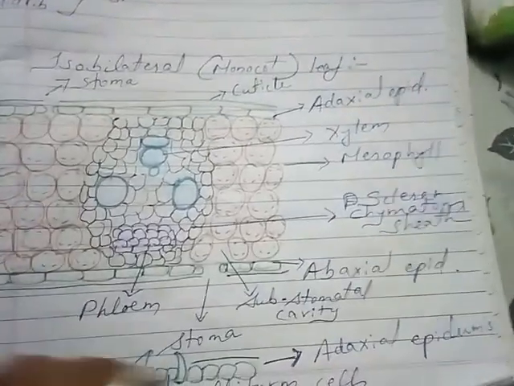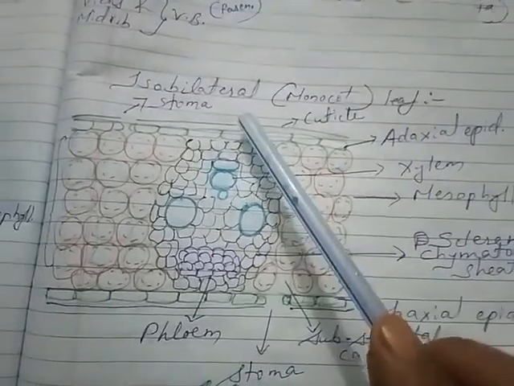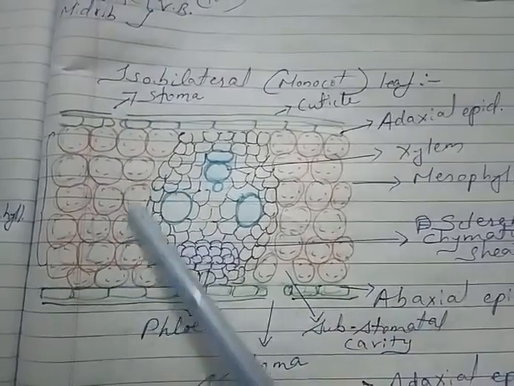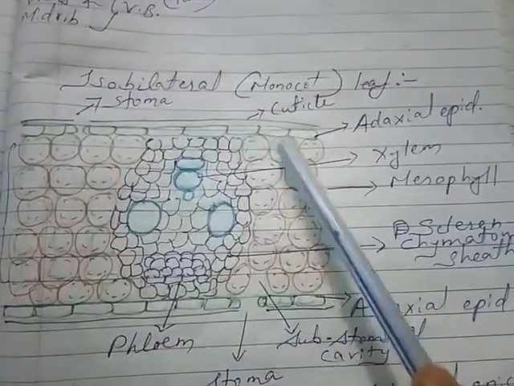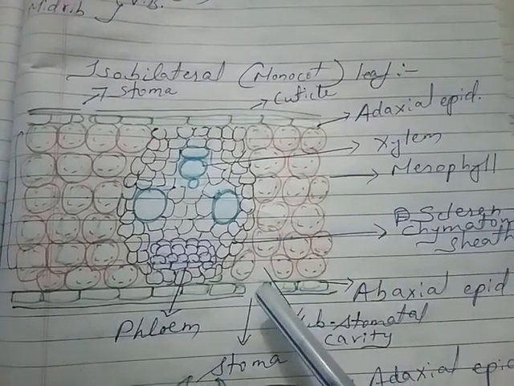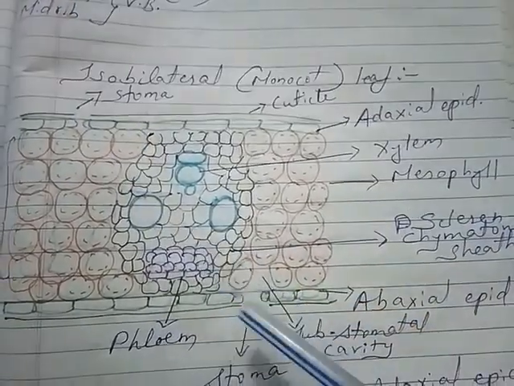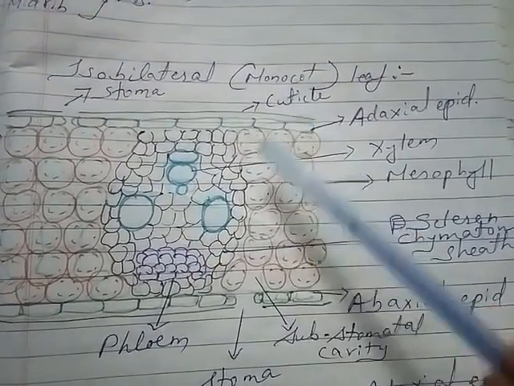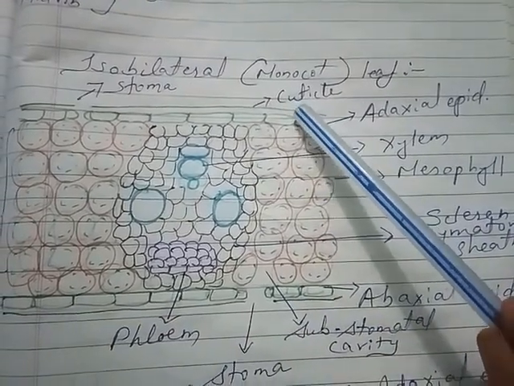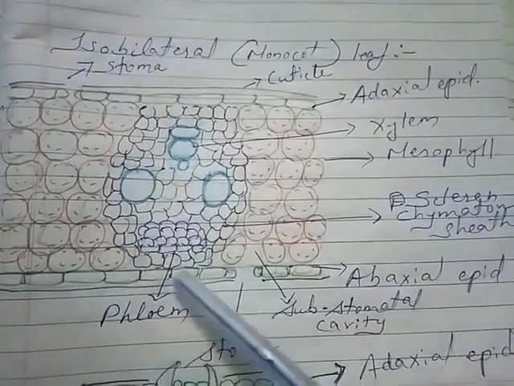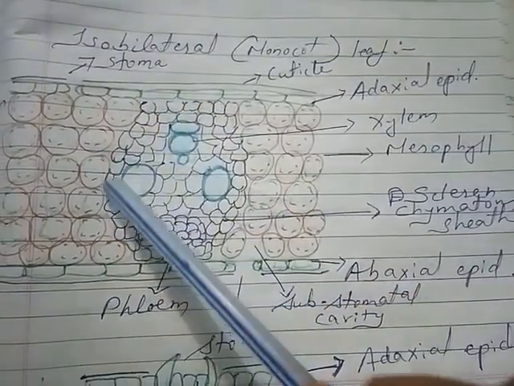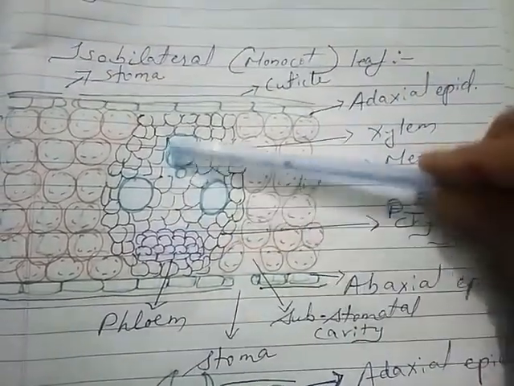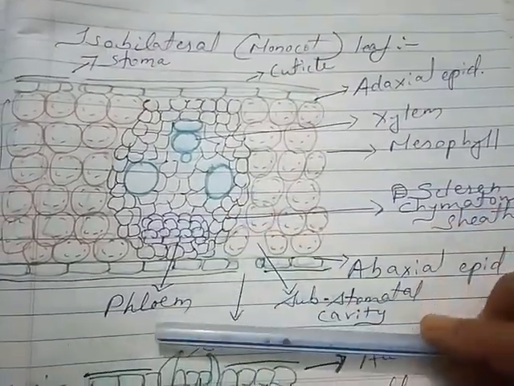Now in case of isobilateral leaf or monocot leaf, it is called isobilateral leaf because mesophyll cells are not differentiated into palisade and spongy. Now here upper epidermis is present, lower epidermis is present. Number of stomata will be same on upper as well as lower epidermis. Then a layer of cuticle is present, which is a wax to reduce the rate of transpiration. Then vascular bundles are present. Here it is having sclerenchymatous sheath. Xylem will be towards the upper side, facing the upper epidermis. Phloem will be towards the lower epidermis.